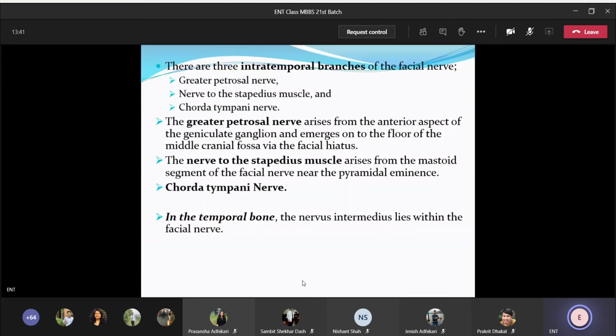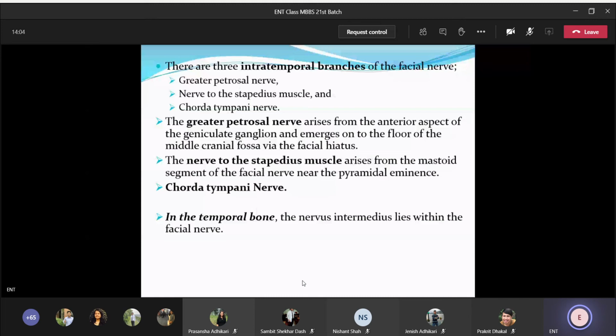In the tympanic cavity, in the temporal bone, the facial nerve gives rise to the greater petrosal nerve. The greater petrosal nerve arises from the anterior aspect of the geniculate ganglion and emerges on the floor of the middle cranial fossa via the facial hiatus. So it originates in the tympanic cavity, and the nerve to stapedius muscle.